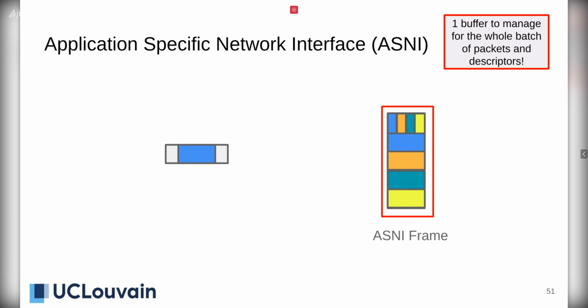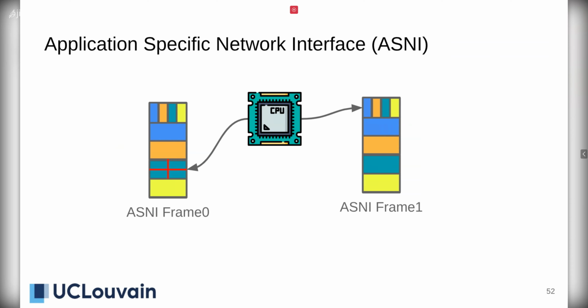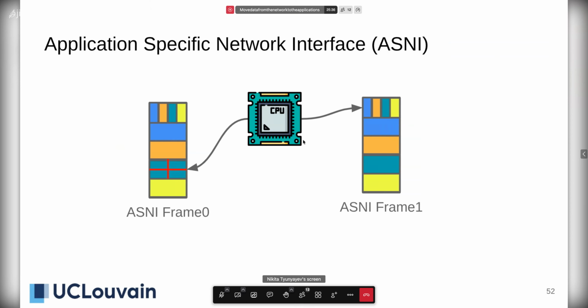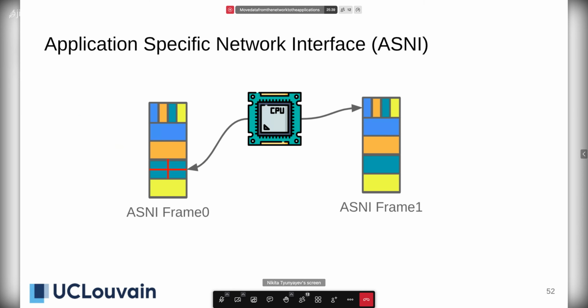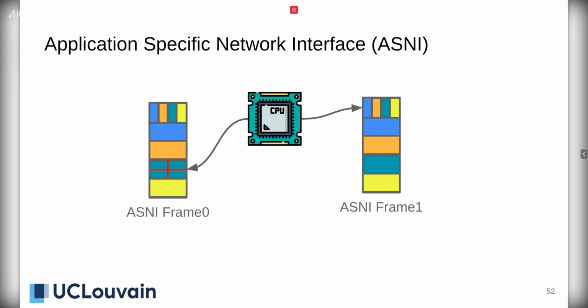When you think also in terms of memory management, it's much easier because instead of managing one buffer per packet, we need to manage one buffer for a batch of packets and descriptors. So it's much more efficient. Furthermore, when you look back at the problem of the head of line blocking of Enzo, we don't have that in ASNI, because if we didn't finish processing one ASNI frame, we can just allocate a new buffer and receive a new ASNI frame in the newly allocated buffer. The ASNI frames are not collocated in memory with each other, but only the packets and the descriptors inside each ASNI frame are collocated in memory. So we remove the head of line blocking.